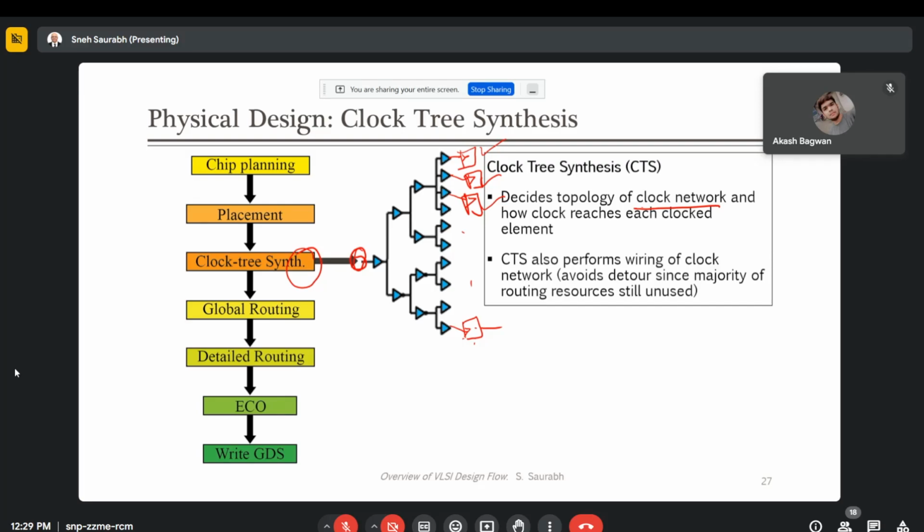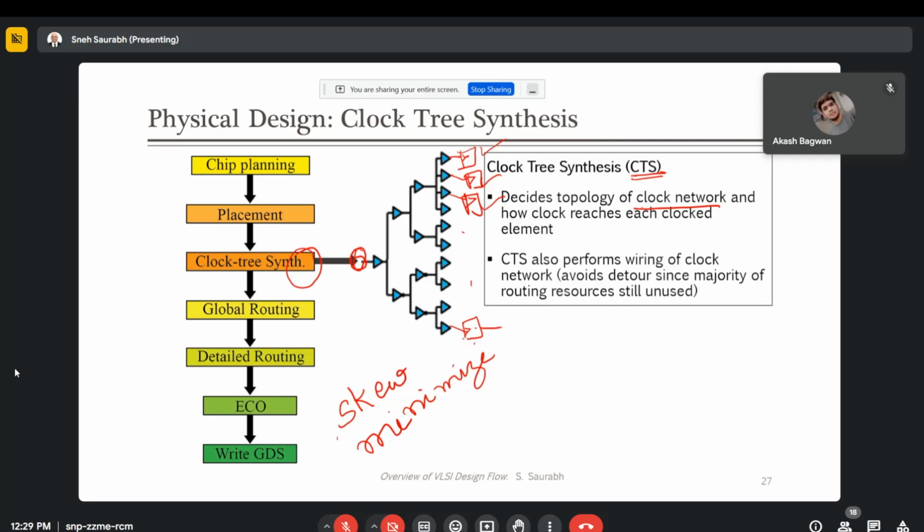Of course, it cannot achieve the ideal situation, meaning that the delays of all the paths are equalized. That may not be possible, but the tool will try to get as close to the ideal situation as possible. This is minimization. So clock tree synthesis, or in short CTS, the CTS tool will try to minimize the skew in our design.